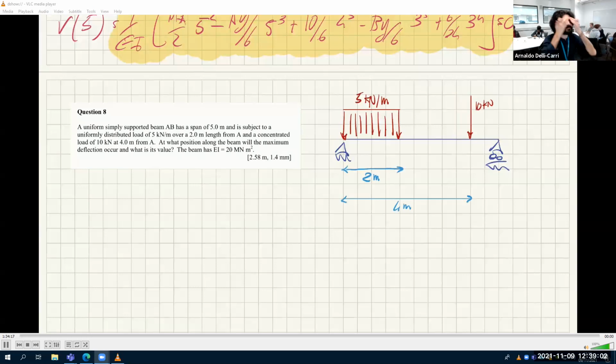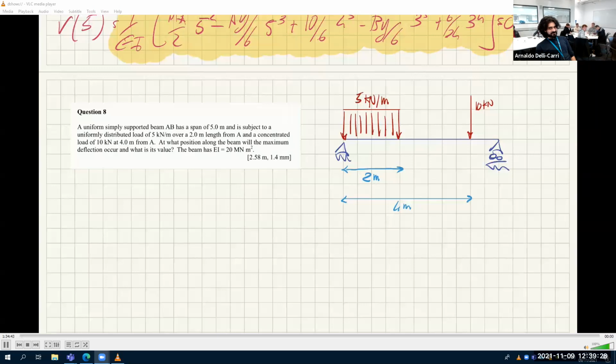Now, this one is quite particular because it's asking what is the position of maximum deflection and what is its value. How do you find that? Well, the maximum position is the first derivative. So where is the maximum deflection? Where it's 0.